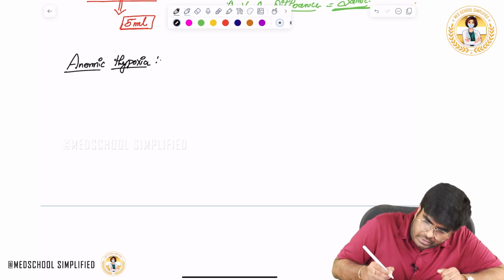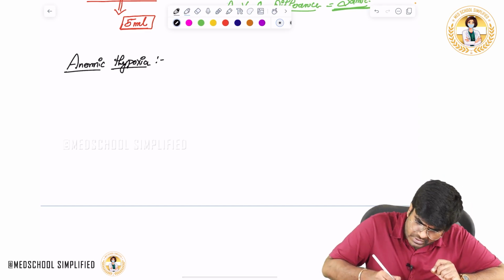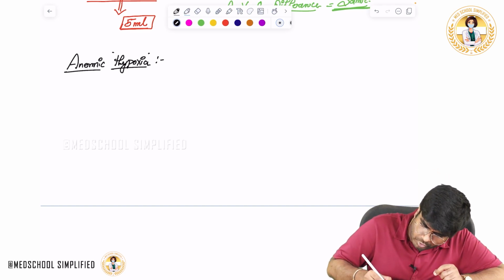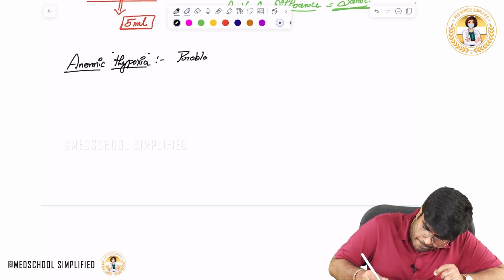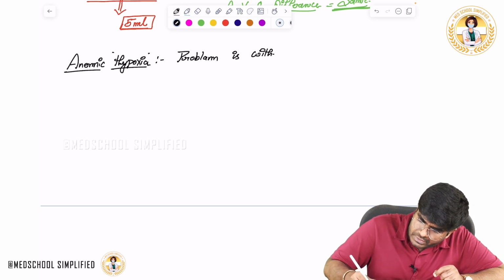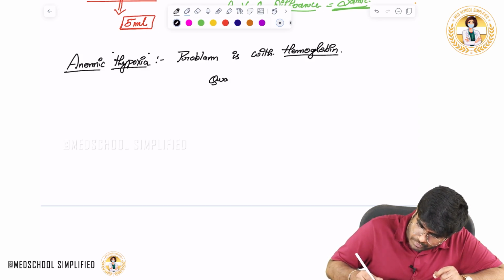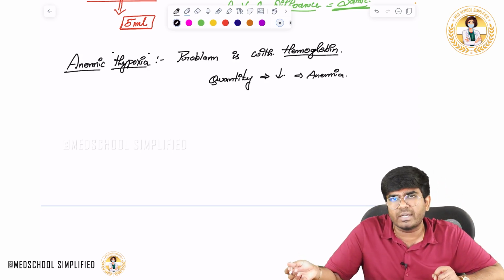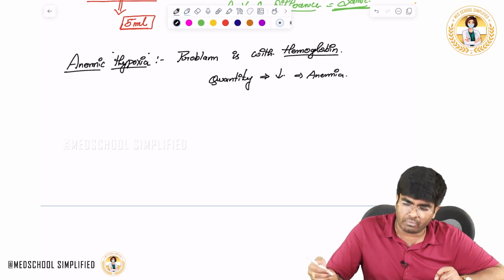So if you want to remember with one single word, in anemic hypoxia, yes, of course hypoxia is there, but why hypoxia? The problem is with the second level, the problem is with hemoglobin. What kind of problem? Maybe a quantitative problem. Quantitative problem means hemoglobin is decreasing, that is anemia. Enough amount of hemoglobin is not there, so enough amount of oxygen is not getting delivered to the tissues. So anemic hypoxia, quantitative problem.